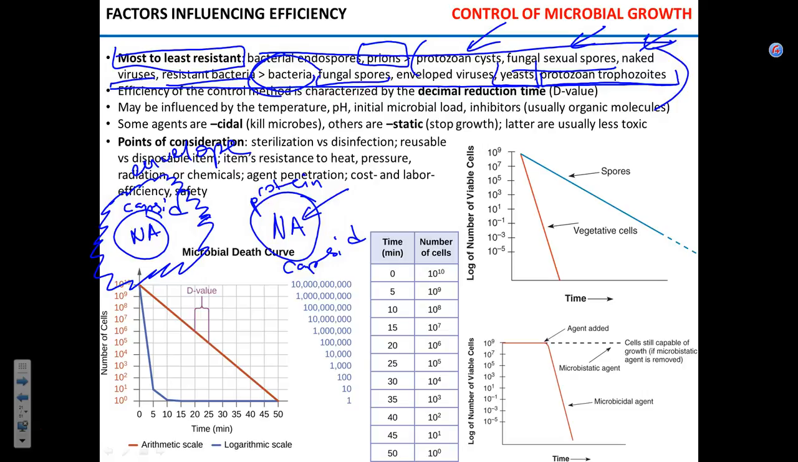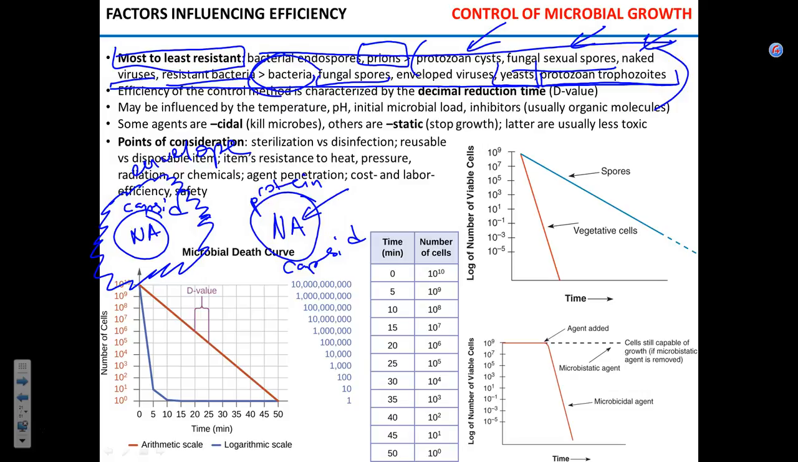I'm not going to ask you to compare things that are so close, but I may ask you, what is most sensitive of these three? Endospores, naked viruses, enveloped viruses, protozoan trophozoites, and you have to say endospores. Does that make sense? So you have to keep in mind these groups. You're not going to get three or four answers from the same group. Do you understand what I'm saying? Do you understand? Yes.